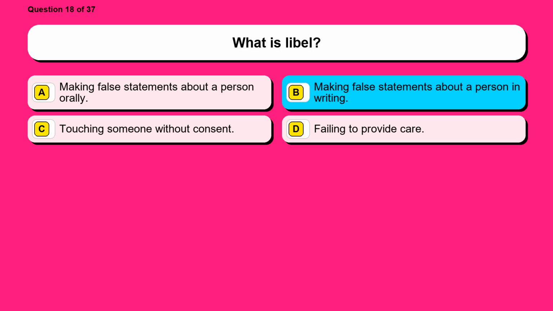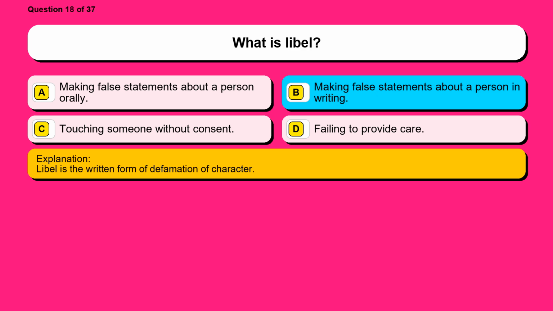The correct answer is option B, making false statements about a person in writing. Libel is the written form of defamation of character.